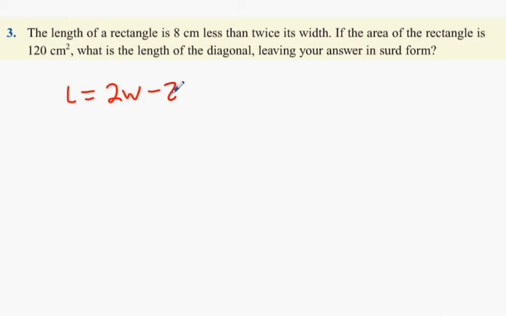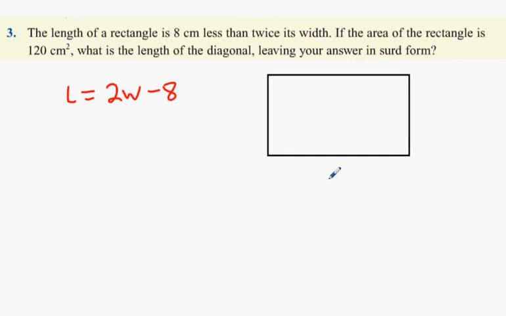Minus 8. Okay, perfect. Now, I'm a visual learner. I'll draw my rectangle anyway. Now, the length is 2w minus 8, and the width is w. Would you agree with that? Now, when you're making equations, you generally only want one letter to work with, usually. Okay, or 2 letters, but never 3.